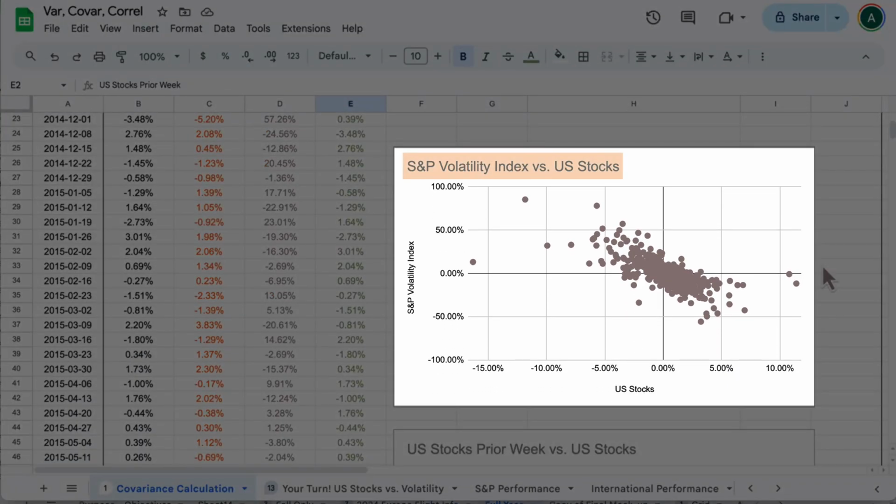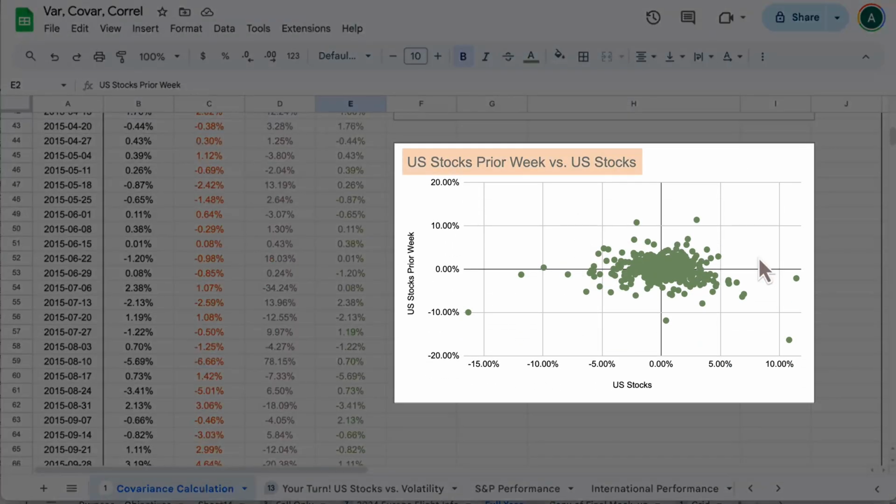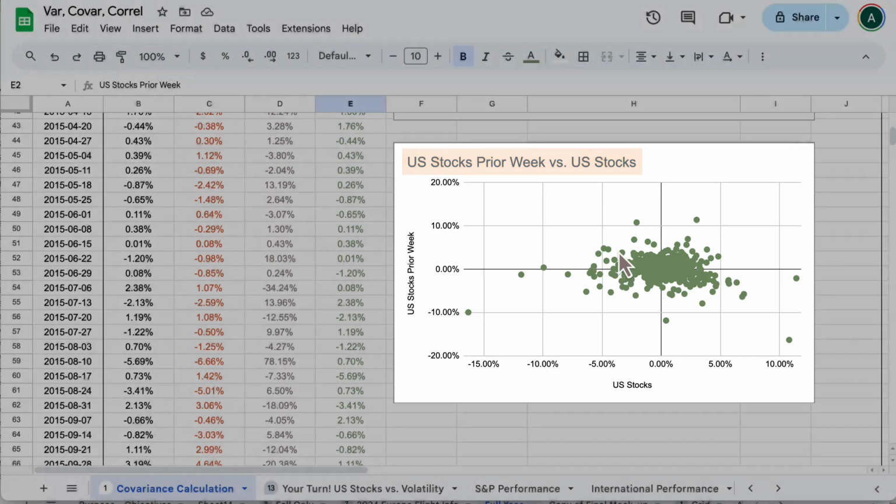We see US stocks versus US volatility. When US stocks do well, when they go up, volatility tends to go down. And when stocks tend to go down, volatility goes up. And then there's really no great relationship between how US stocks did this week versus last week. We can have good weeks paired with good weeks, bad weeks paired with bad weeks, or bad weeks paired with good weeks. Great.